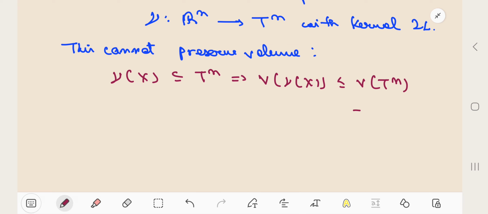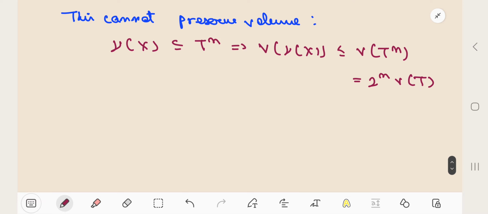But the volume of the n-dimensional torus is nothing but 2 to the power n times the volume of T. But by the statement of Minkowski's theorem, 2 to the power n times the volume of the fundamental domain is less than the volume of X. Therefore, the volume of the image of X is less than the volume of X. Therefore, gamma is not volume preserving.